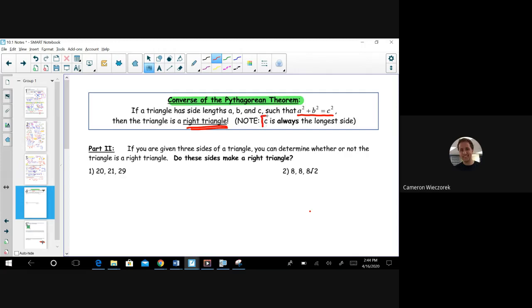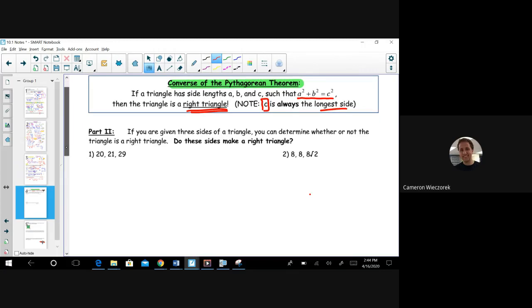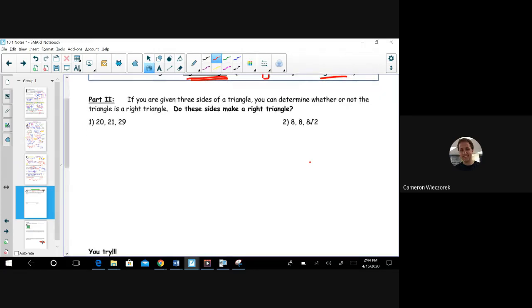When you do this, you need to make sure that c is the biggest side of the triangle. We don't necessarily know if it's a hypotenuse because we don't know if it's a right triangle to begin with. But we do want to make sure that c is the longest side when we check. So how do we check to see if it's a right triangle? They'll give you three side lengths, and you need to verify that a squared plus b squared equals c squared. If you get that equality, that's going to mean it's a right triangle. And if you don't get that equality, that means it's not a right triangle.